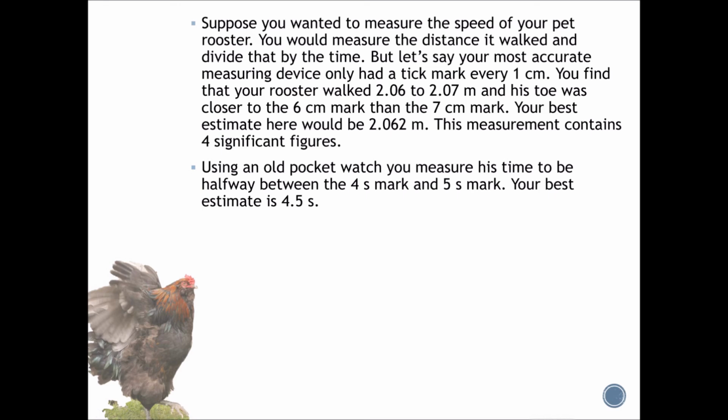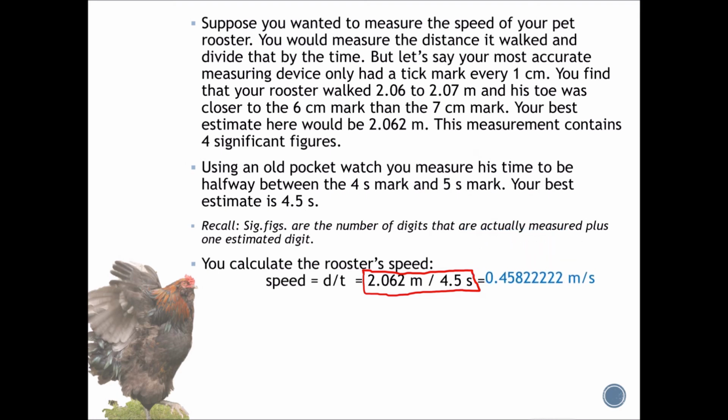Using an old pocket watch, you measure his time to be halfway between the 4-second mark and the 5-second mark, so your best estimate is 4.5 seconds. So you take your two values, and your answer is a very long decimal, and do not write all of those digits. You're going to round to two significant figures. This value is an 8. It's 5 or greater, so you are going to round up. So this is going to be 0.46 meters per second.